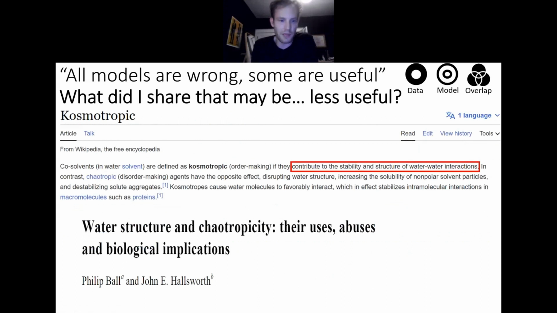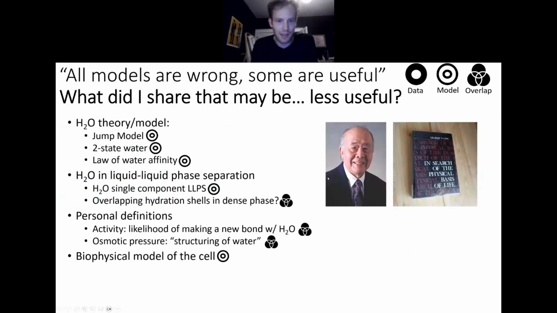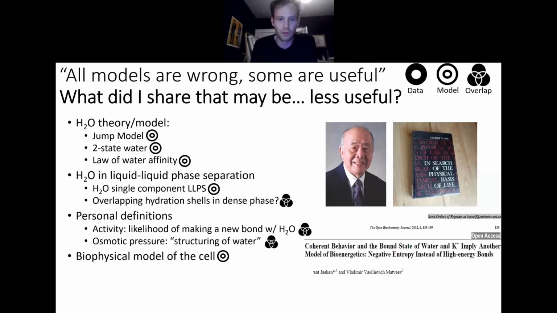And in fact, the idea of cosmotropes and chaotropes isn't even settled. There are some people who write articles about this, like 'Water structure and chaotropicity: their uses, abuses and biological implications.' Some people say only chaotropes exist, things like that. And then the biophysical model of the cell is something that a number of scientists now use, and I think is really, really powerful, but this isn't widely accepted. In fact, there's very little literature on this, so it's a model that I think is really useful and could be really powerful, but there's a lot of work to be done there, and it's not certain.